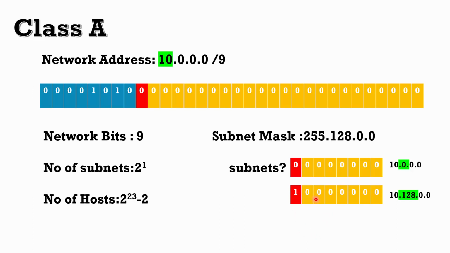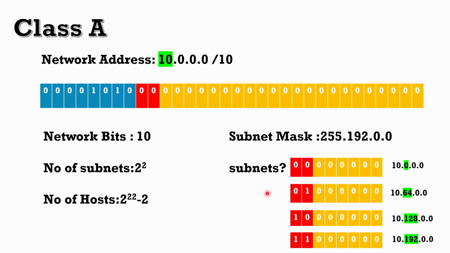So therefore, the subnets we have are the 10.0.0.0 subnet and the 10.128.0.0 subnet. Let's see another example.